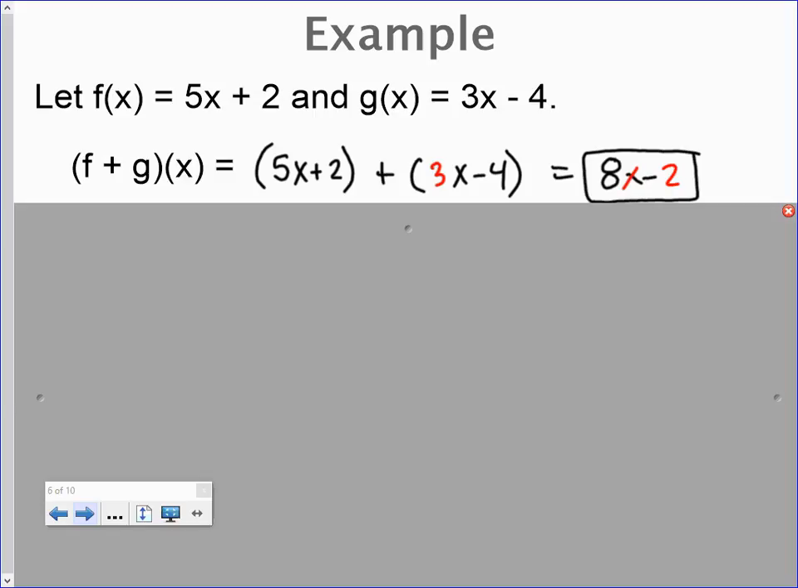Anything you can't put into 8x minus 2? So the domain is all real numbers, negative infinity to positive infinity. I can multiply any number I want by 8, and I can subtract 2 from that, and then I'll have no difficulties. Okay.